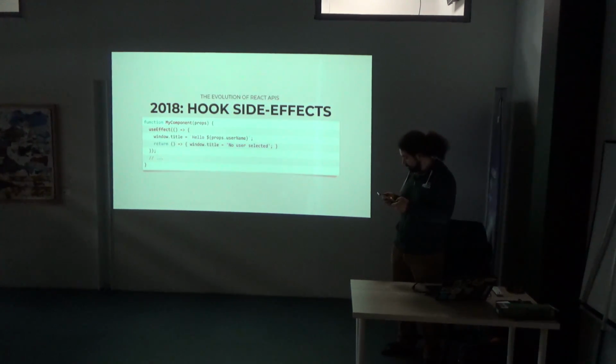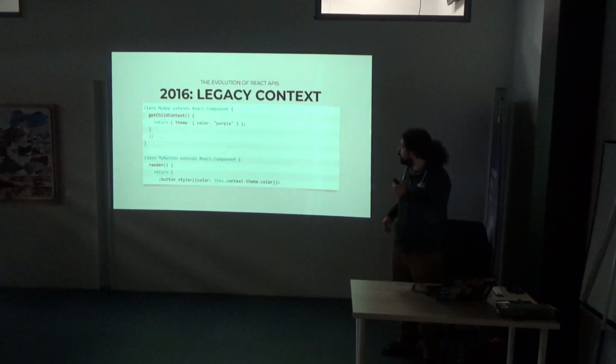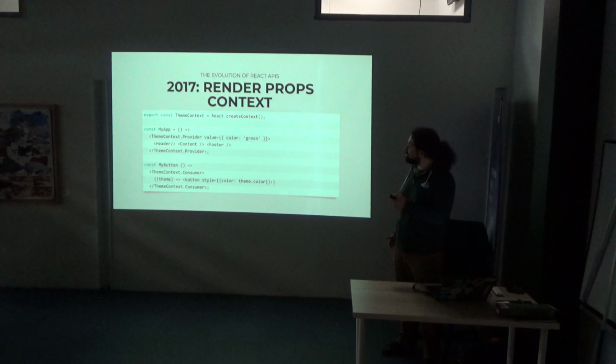Okay, so context, again, I didn't even show that before. In 2016, there was legacy context. On each level, you had to define this method, getChildContext, which was awful. Didn't save you anything, actually. Very bad API design for this one. But then they created the createContext thing, where you have the provider and the consumer. We saw that already.